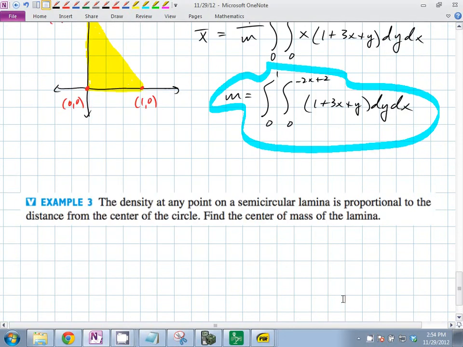About this one, it says the density at any point on a semicircular lamina is proportional to the distance from the center of the circle. Find the center of mass of the lamina. So this is what I would like to ask you to do on this one. We're going to break this into pieces here. Can you write me an expression, just an expression, don't evaluate it, for the mass of the lamina?